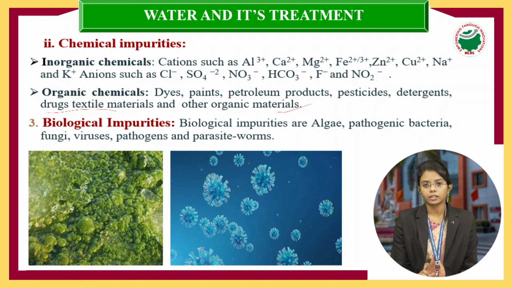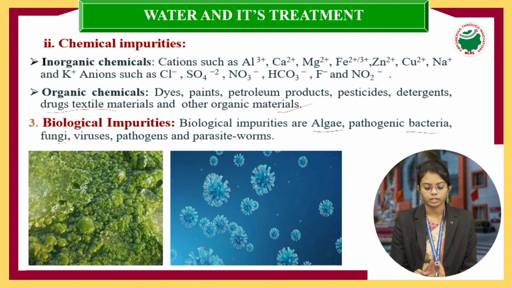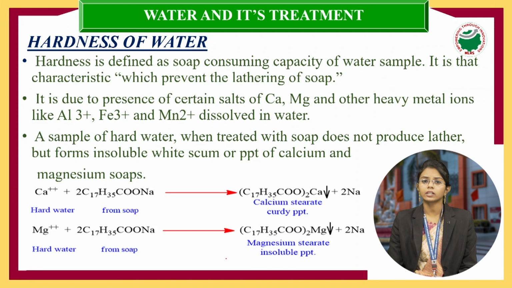Coming to the biological impurities, if water contains algae, bacteria, fungi, viruses, pathogens and parasite worms, then the water will be impure. So if you see any type of impurities, whether chemical, physical or biological, the water is contaminated. Now we'll see a topic: what is the hardness of water?